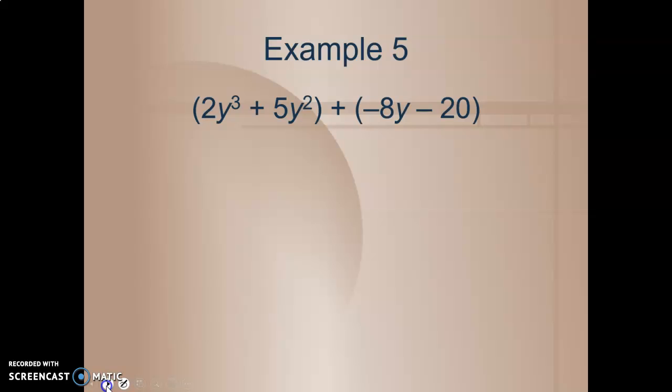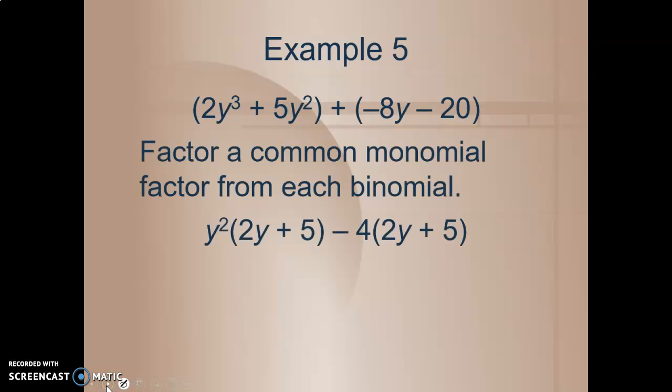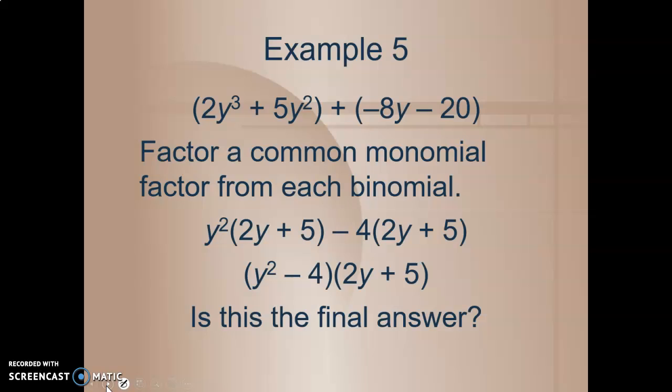Right, from our first grouping, we're going to factor out a y squared. And from our second grouping, we're going to factor out a 4. We then end up with y squared minus 4 times 2y plus 5. But is that the final answer?